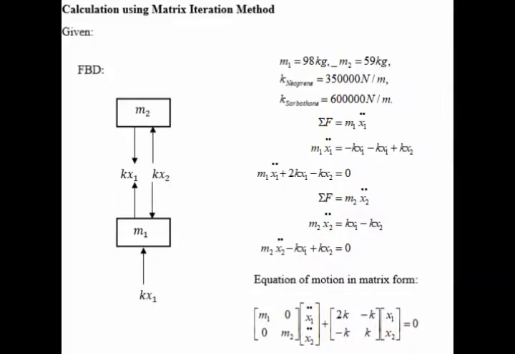I will present the brief results from the calculation method. By using the equation of motion in matrix form, we substitute all the given parameters for m1, m2, k1, k2, then use the standard matrix iteration to find the highest and lowest natural frequencies.